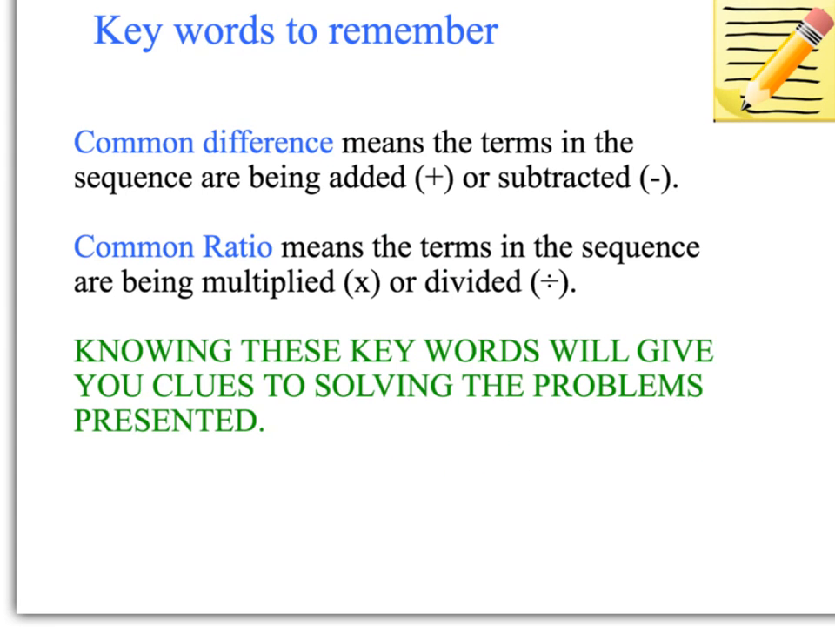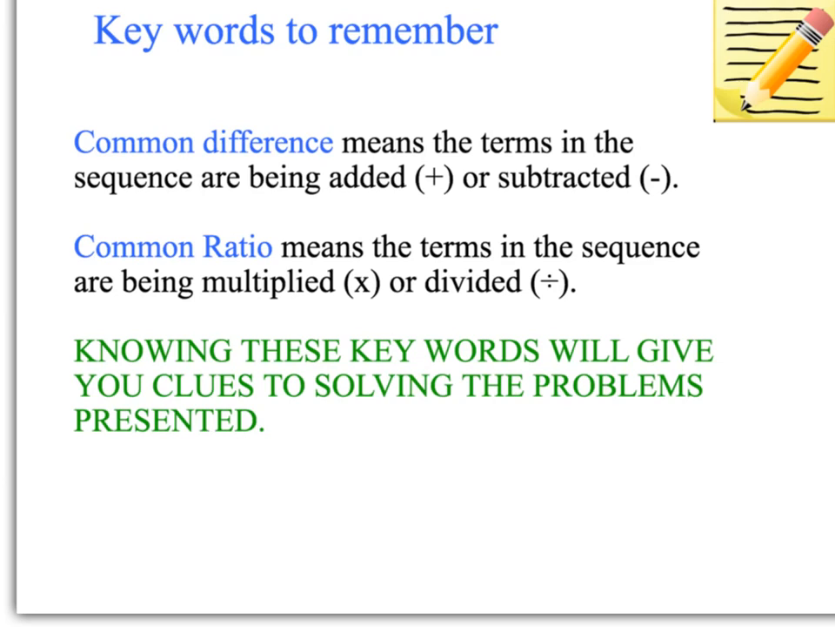Alright, so there's a couple of things you need to remember, and these key terms, key words, will actually help you to figure out how to solve the problem. They're clues to how to solve it. So you really need to remember and understand these. When it says common difference, if it says find the common difference, it means that the terms or the numbers in the sequence are being added or subtracted. Okay, so common difference means that the terms are being added or subtracted.